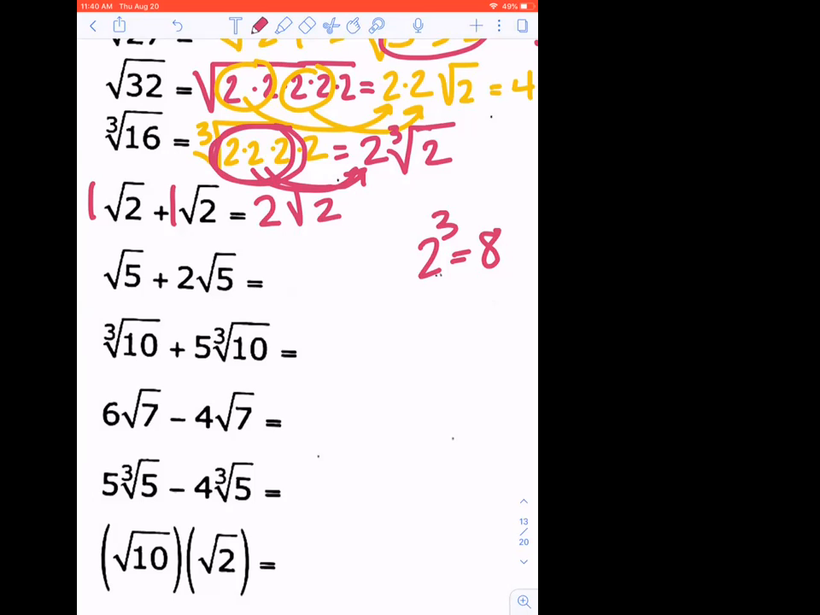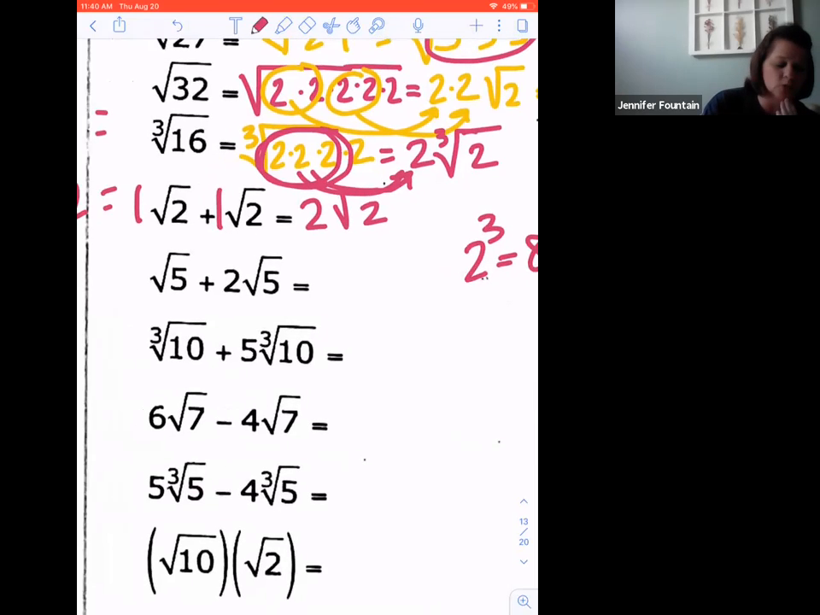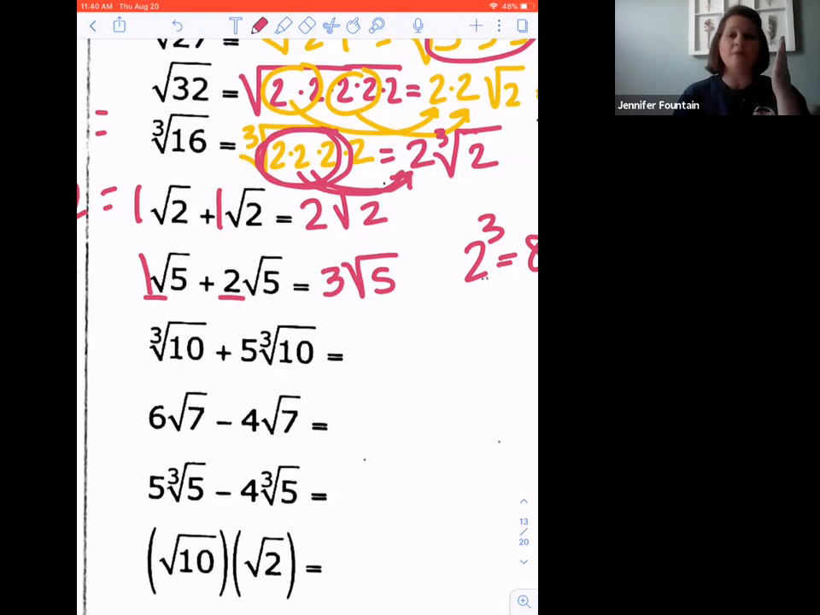All right, so we added 1 times the square root of 2 plus 1 times the square root of 2 and got 2 times the square root of 2. Here, I do not have a number in front of the square root of 5, so I'll write that 1 so I don't forget to add it. 1 plus 2 is 3, and I keep my radical the same. So 1 square root of 5 plus 2 square root of 5 equals 3 square root of 5. When I have 3 square root of 5, the operation in between is multiplication: 3 times the square root of 5.